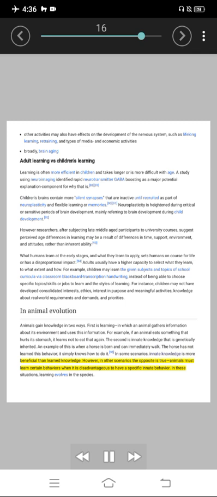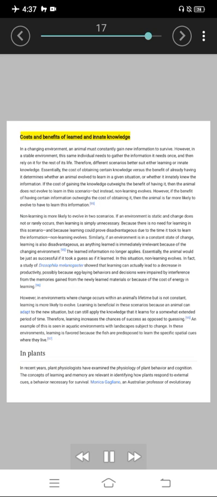Animals must learn certain behaviors when it is disadvantageous to have a specific innate behavior. In these situations, learning evolves in the species. Costs and benefits of learned and innate knowledge. In a changing environment, an animal must constantly gain new information to survive. However, in a stable environment, this same individual needs to gather the information it needs once, and then rely on it for the rest of its life. Therefore, different scenarios better suit either learning or innate knowledge.